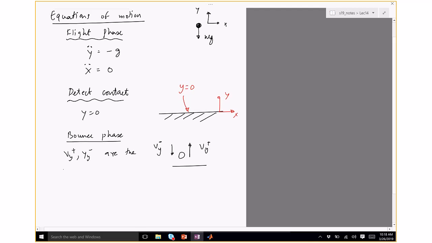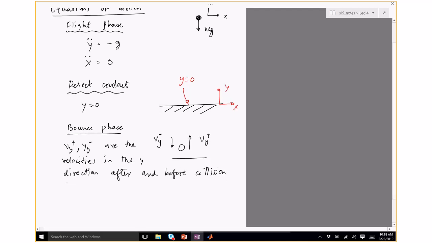Vy positive and vy negative are the velocities in the y direction after and before collision, respectively.